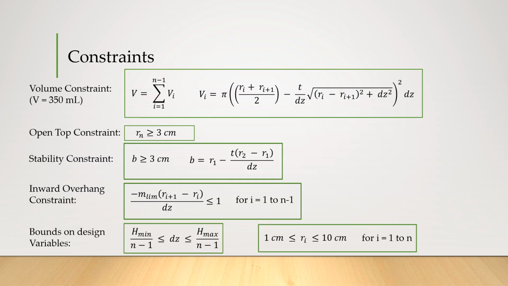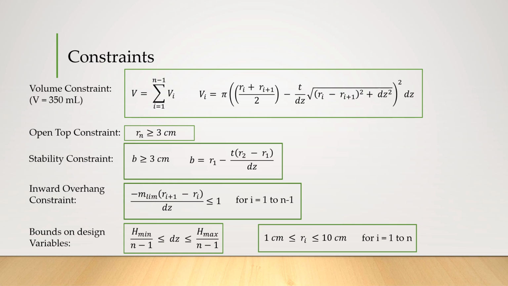These are the constraints that I've defined for the problem. The volume constraint is an equality constraint, while the rest of the constraints are inequality constraints. The open top constraint simply makes the top of the mug wide enough so you can drink from it, while the stability constraint makes the bottom of the mug wide enough so that it won't tip over easily.